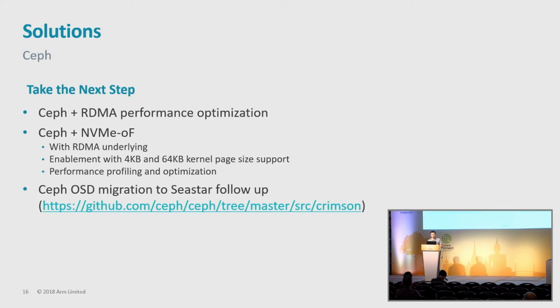Looking to the future, several ideas for Ceph are listed here. Although RDMA acceleration has been added and validated with Ceph on ARM servers, we still need some further investigation to identify bottlenecks and possible optimizations. The second is to accelerate Ceph with NVMe over Fabric. The target is to use RDMA for underlying network traffic, enable and test them with 4 kilobytes and 64 kilobytes kernel page size, and do the profiling to identify possible optimizations.